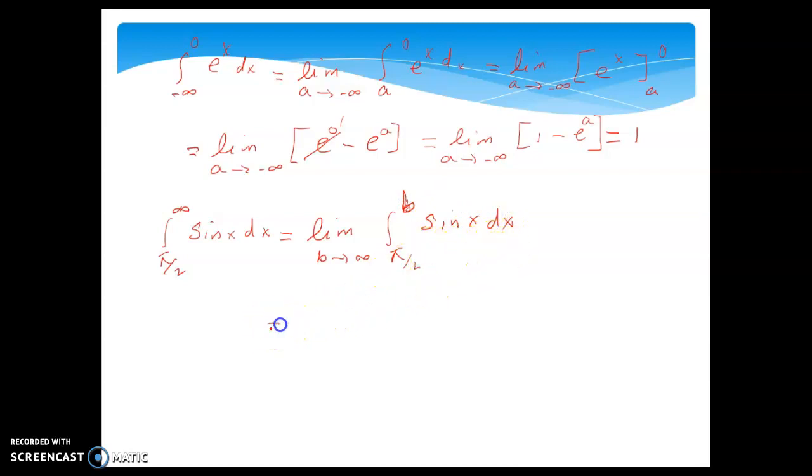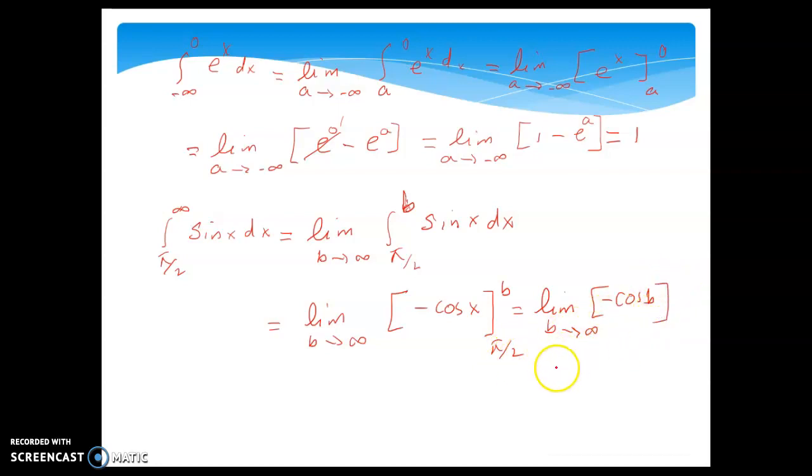So then limit as b goes to positive infinity, the integral of sine x is negative cosine x, evaluated from pi over 2 to b. So then we're going to have limit as b goes to infinity of negative cosine b, because here cosine of pi over 2 is equal to 0. The limit of that does not exist.